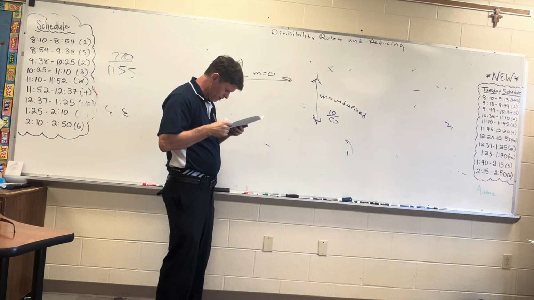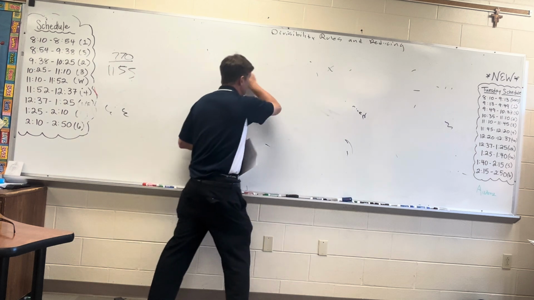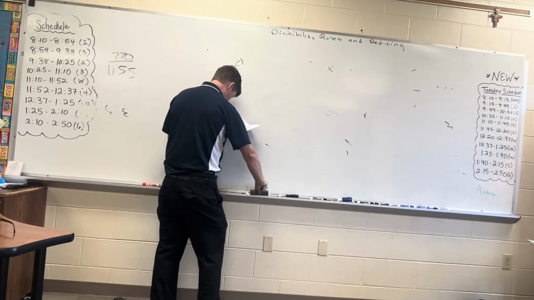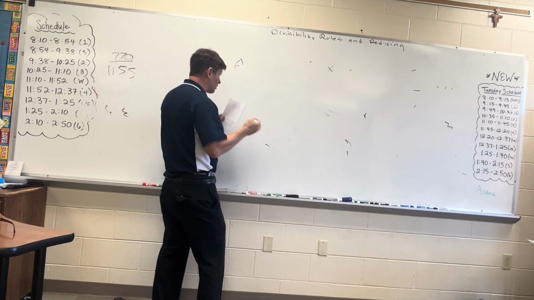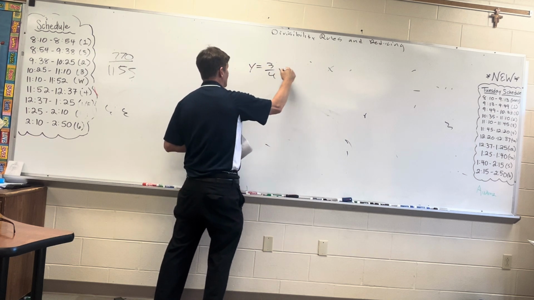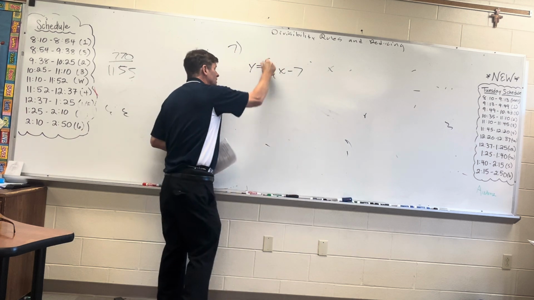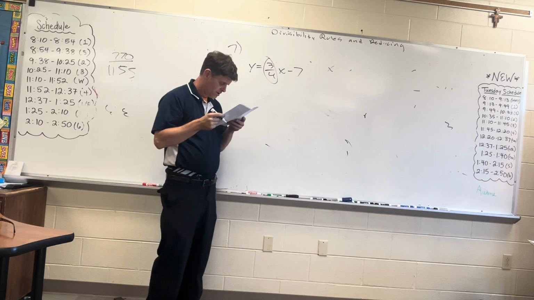All right, number 7. Oh my gosh, these questions are too easy. Number 7, for the equation y equals 3/4 x minus 7, what's the slope? That's the slope, 3/4.